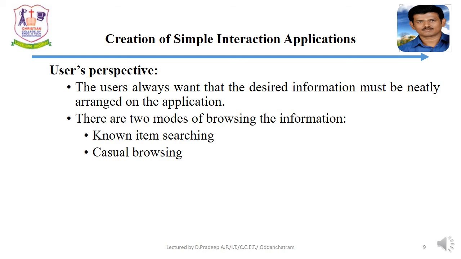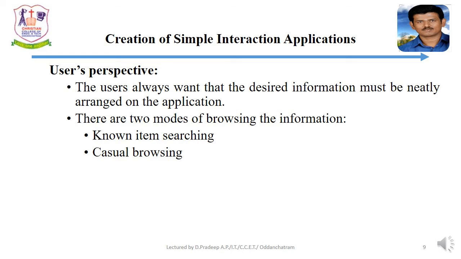There are two modes of browsing information, known item searching and casual browsing. Known item searching is done by users who know what they are looking for. They know the meaning of a particular label, how to proceed for getting particular information, and where to leave. Casual browsing is done by users who do not know what they are looking for. Sometimes they do not know anything about the product or services on the website. They just gain knowledge about the product or service present on the website and leave.